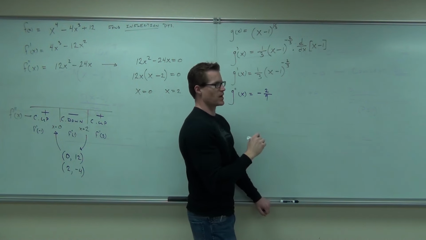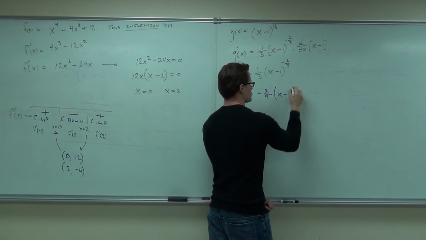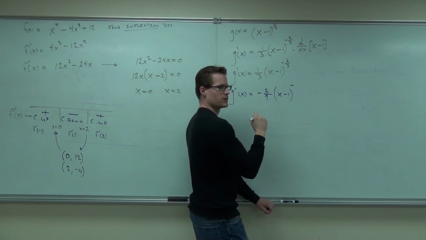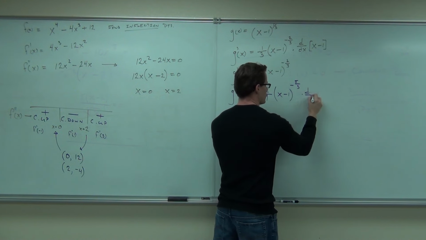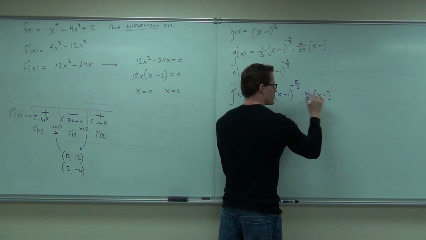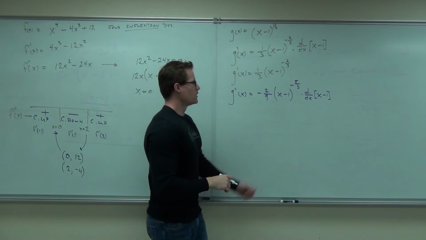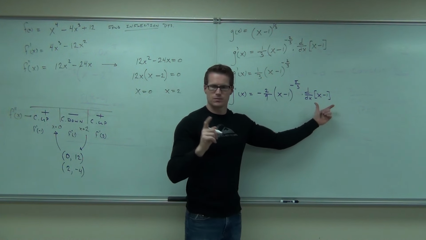You see a negative 2/9. You seeing that too? To the negative. Of course, that was the general power rule or the chain rule. But the derivative of that inside piece, that's still going to be just 1 for you.